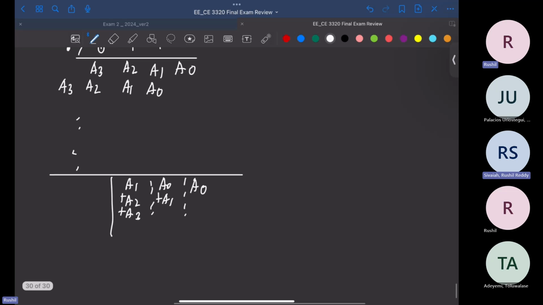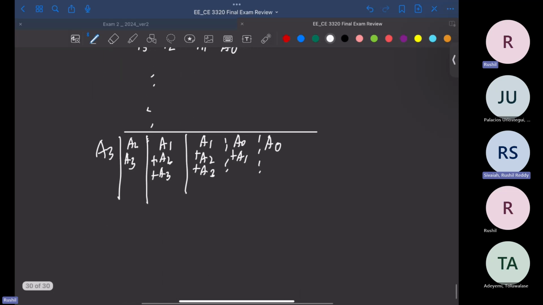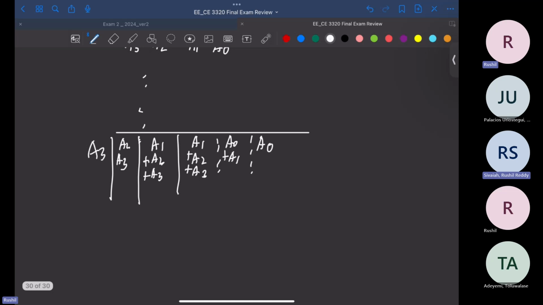Yeah, so I'll have A1, A2, A3. And then this one will just have A2 and A3, and then this one will just have A3. So that's the rough idea. There's a lot of ways we can do this, just putting a ton of half adders and full adders together.